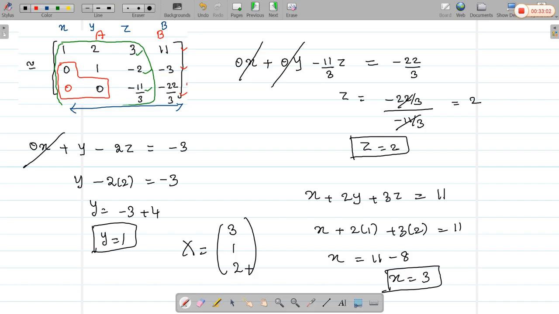Is that clear? So in the previous two methods, we have not discussed the nature of the solution. But with the rank method, you will understand what the given system is and how the solution will be for the given system.